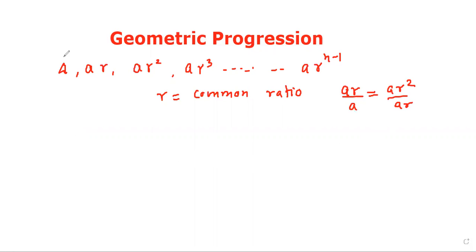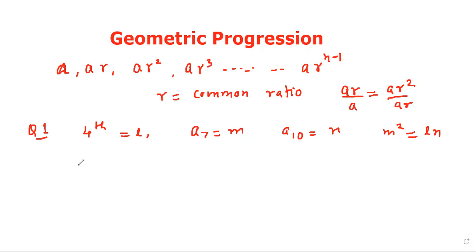Now, let's do some questions. Question number 1. If the 4th, 7th, and 10th terms of a GP are, 4th term is L, 7th term A7 is M, and A10 is N, then we have to prove that M squared equals LN.